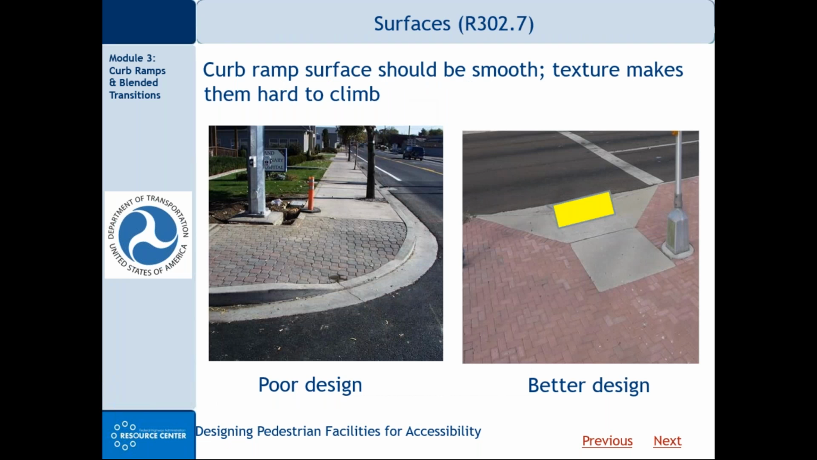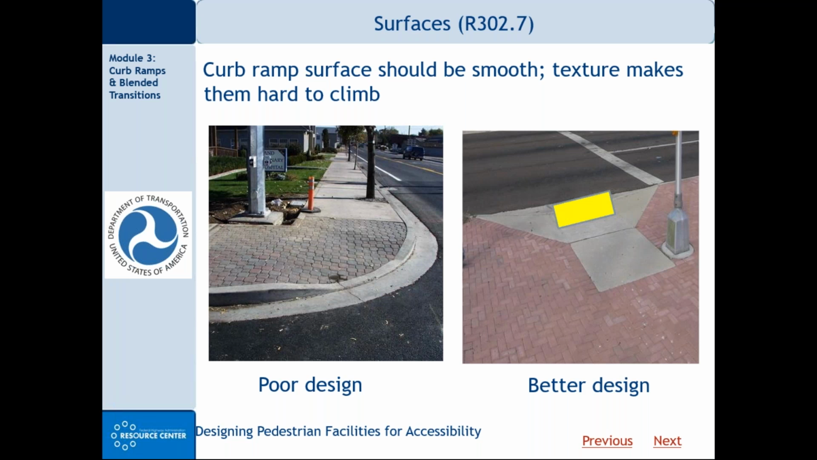Ramp surfaces. Surfaces of ramps should be smooth. Texture makes them hard to climb. It's too bad we can't do a field activity to demonstrate that, but if you ever get a chance to get in a manual wheelchair, try to go up a paver block or brick surface ramp and then go up a smooth concrete ramp, and you'll see that it's harder to climb a textured ramp versus a smooth ramp.